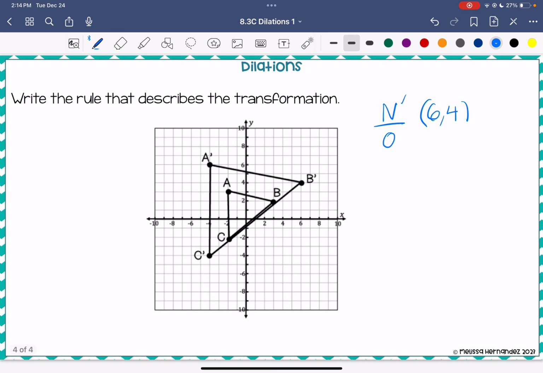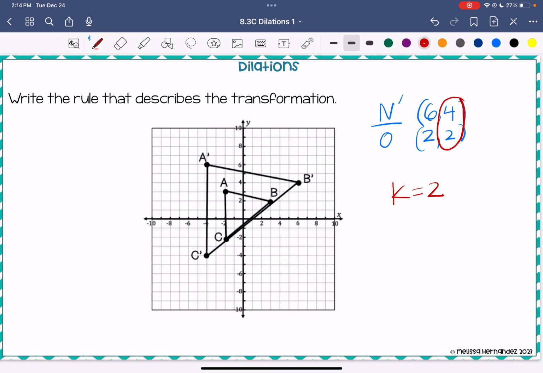For the original, B would be 2, 2. It doesn't matter which one you use. You can use the left side, the right side, the X or the Y. Half of 4 is 2, so the scale factor is 2. And that makes sense. It did get bigger.